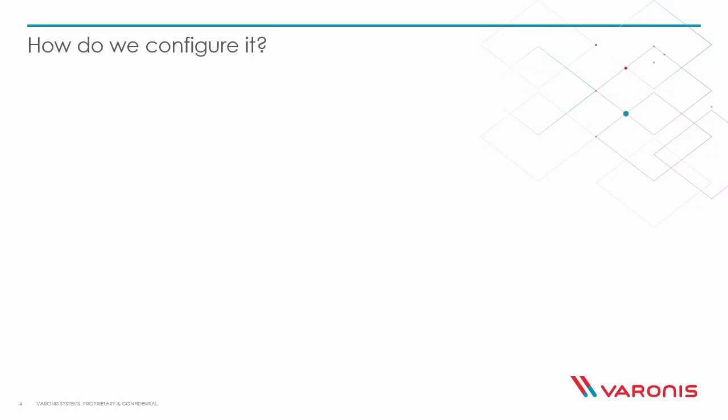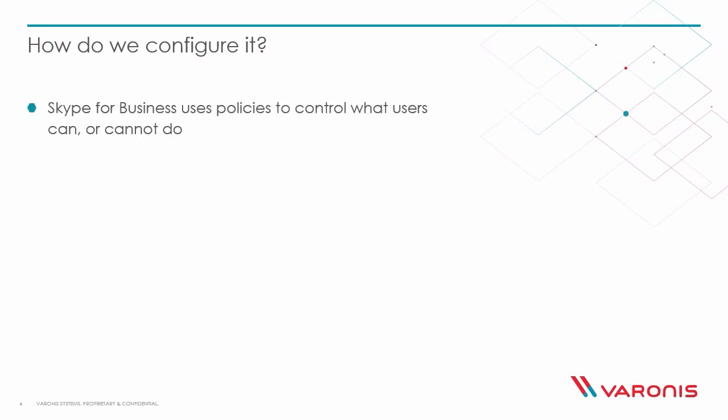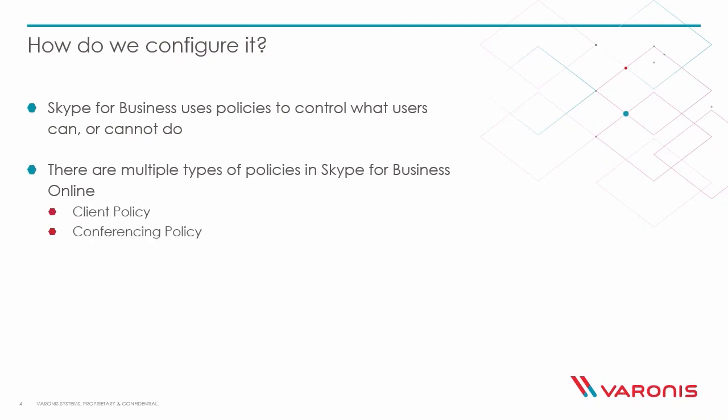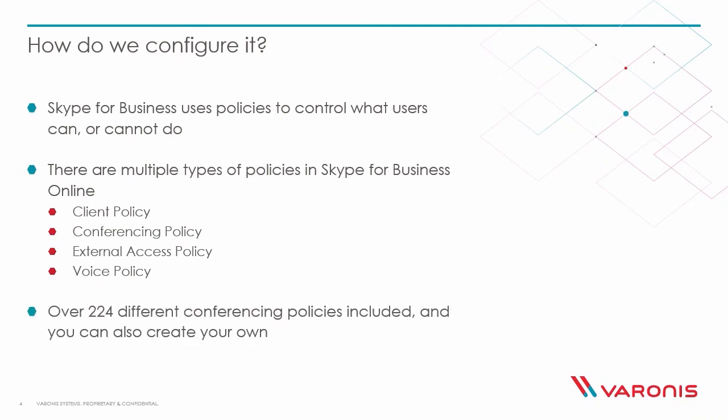To configure those kind of settings, Skype for Business uses policies to control what users can or cannot do. And there are multiple types of policies in Skype for Business Online. You have client policies, conferencing policies, external access policies, and voice policies. Since we are talking about meetings in this module, we'll play with the conferencing policies. And Microsoft actually offers you over 224 different conferencing policies that are already pre-configured with a bunch of different settings, and they also allow you to create your own.